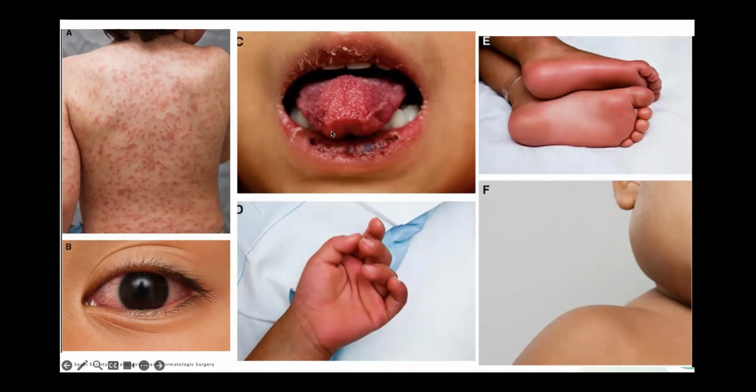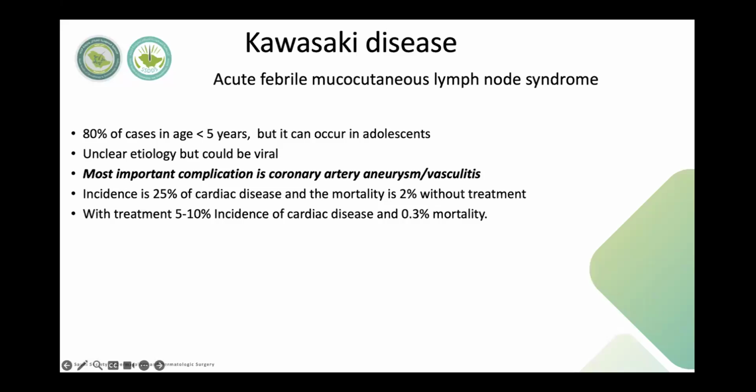With this example: exanthem, cracked lips, strawberry tongue, conjunctivitis, lymph node, and then distal extremities changes, edema, and swelling. So this is a very important disease, which is not viral, but I had to put it. So it's acute febrile mucocutaneous lymph node syndrome, Kawasaki disease. Usually affects people who are less than 5 years, but it can actually affect even adolescents. So we've seen it in people who are older. Unclear etiology, but could be viral.